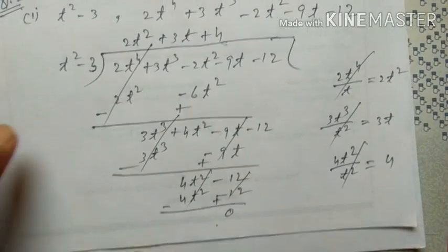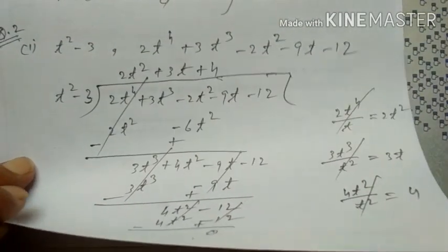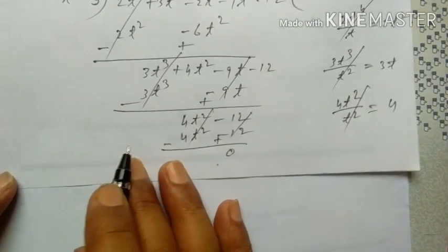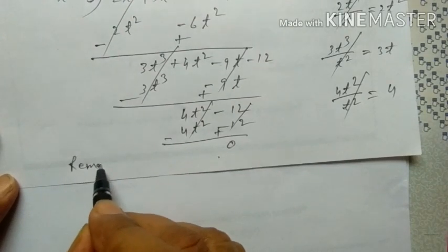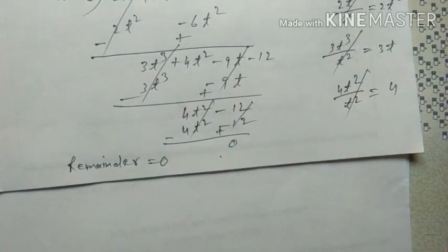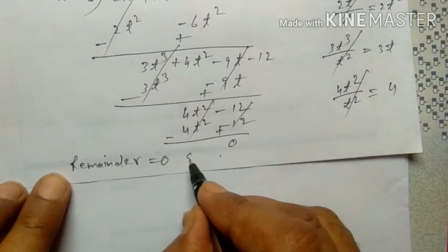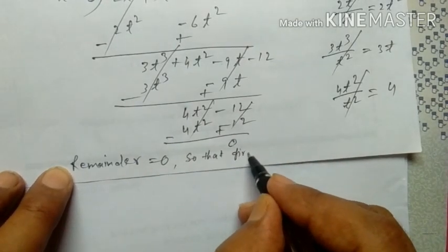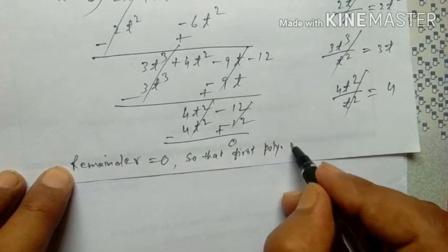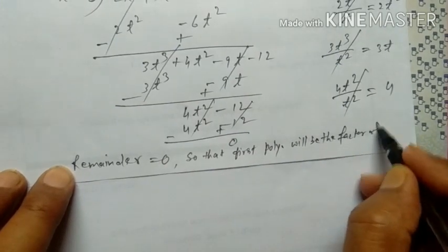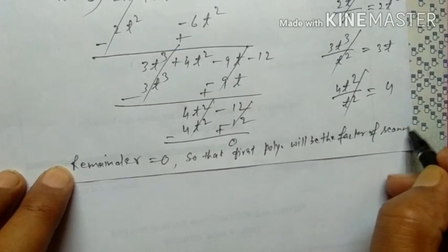So here remainder is equal to 0, then answer will be yes. Here remainder equal to 0, so that first polynomial will be the factor of second polynomial.